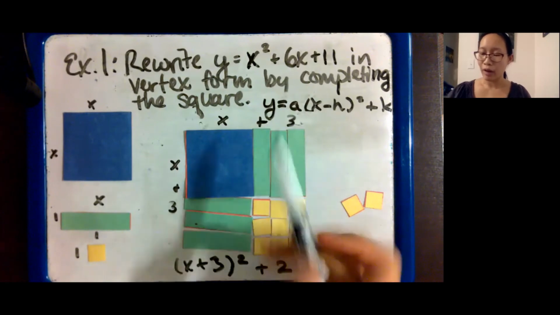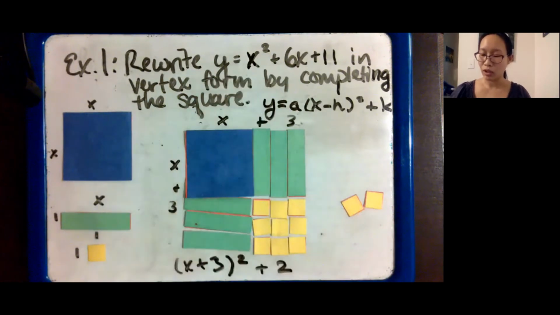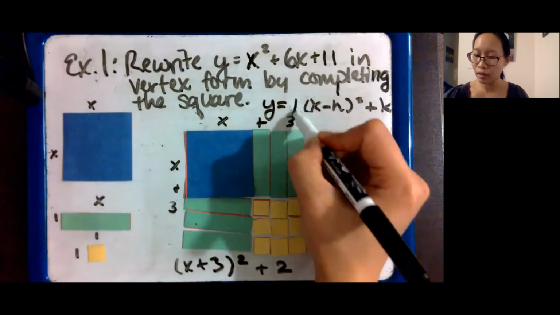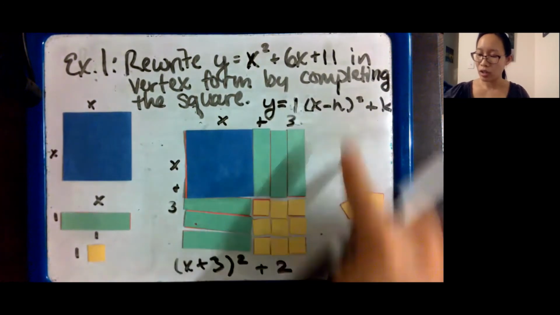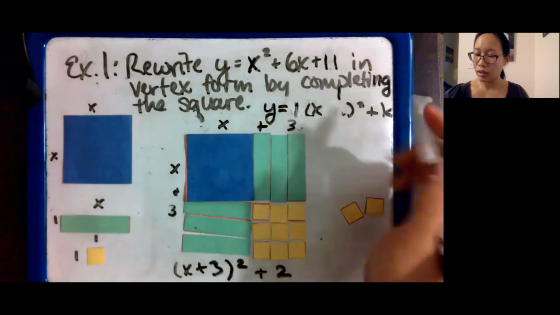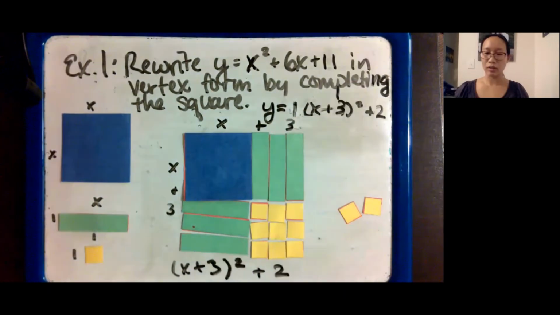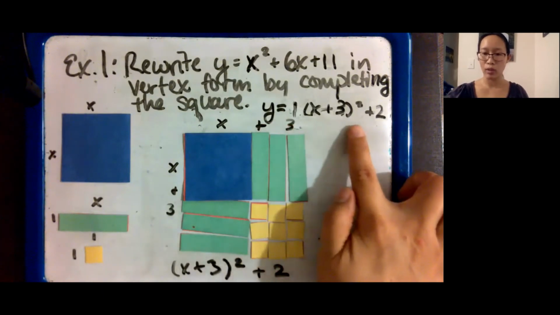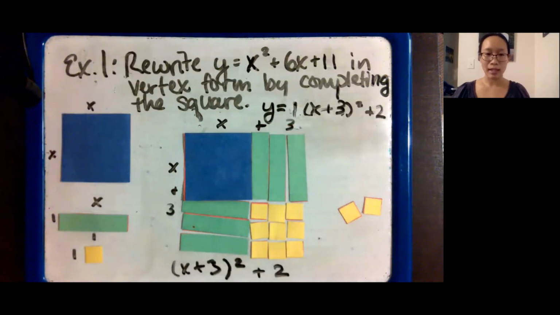And we know that our a term from this original equation is 1, so that means our a is 1. Our h is negative 3. I have a square plus something extra. So our equation is y equals 1 times (x plus 3) squared plus 2. Let's try a second example.